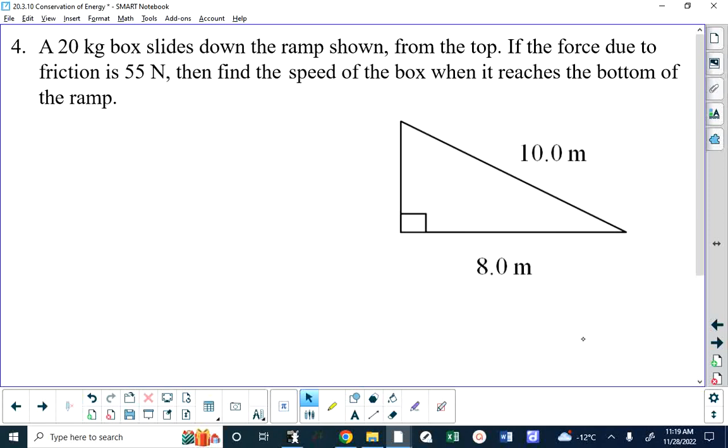A 20 kilogram box slides down the ramp that's shown from the top. The force due to friction is 55 newtons. How fast will it be moving at the bottom of the ramp? How fast will the block be moving at the bottom? So, is mechanical energy conserved? Why not? The friction, which means heat loss.